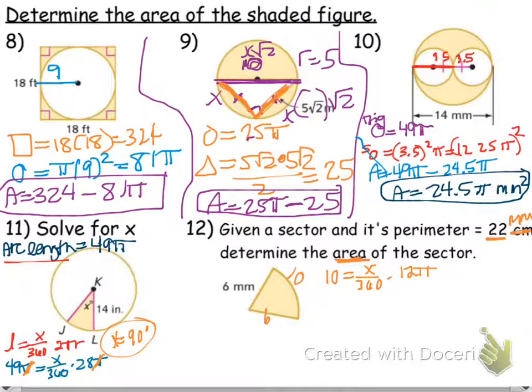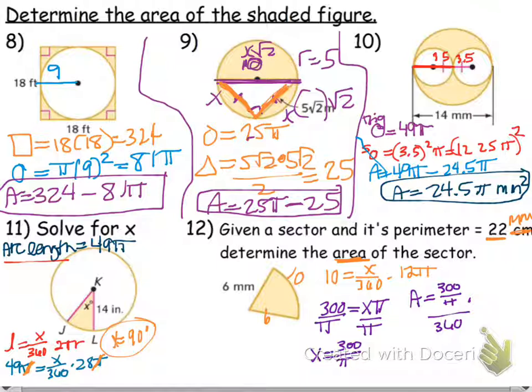But what you do end up getting is, when you do all the numbers part, you get 300 equals x times pi. So if I divide both sides by pi, I'm just going to leave it like that for right now. So x equals 300 over pi. So now, if I want to get the area of that sector, that's what x is. So 300 over pi is my degrees, divided by 360 times pi r squared, and r is 6. So that'd be 36 pi.